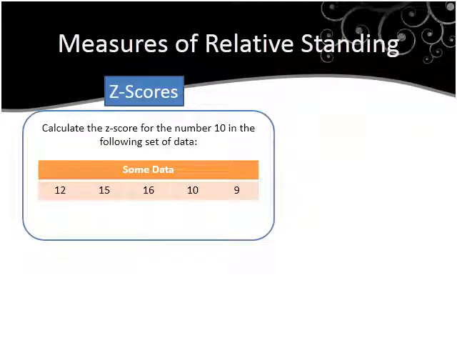So let's calculate the z-score for the number 10 in the following set of data. We want this number's z-score, and that will tell us how many standard deviations above or below the mean 10 is. So the first thing we have to do in order to calculate the z-score is to calculate the mean and the standard deviation of the entire data set. The mean, of course, is just the data added together divided by 5, and I get 12.4. And the standard deviation, we have that formula, or by now you can use Excel to calculate it. I get 3.05.